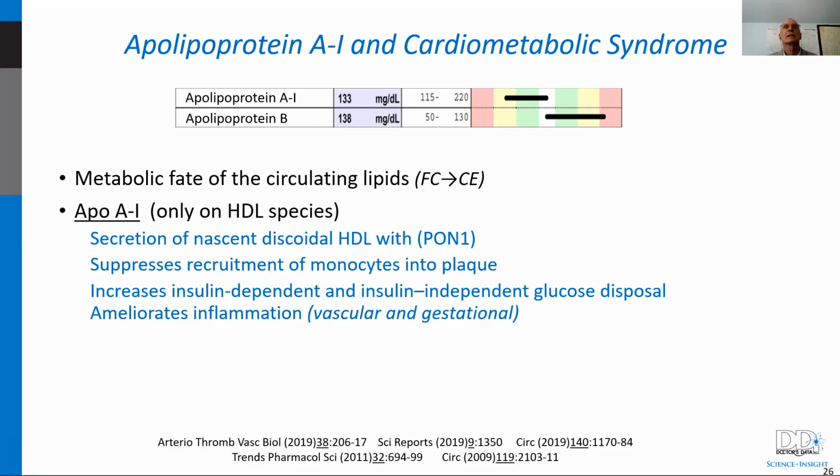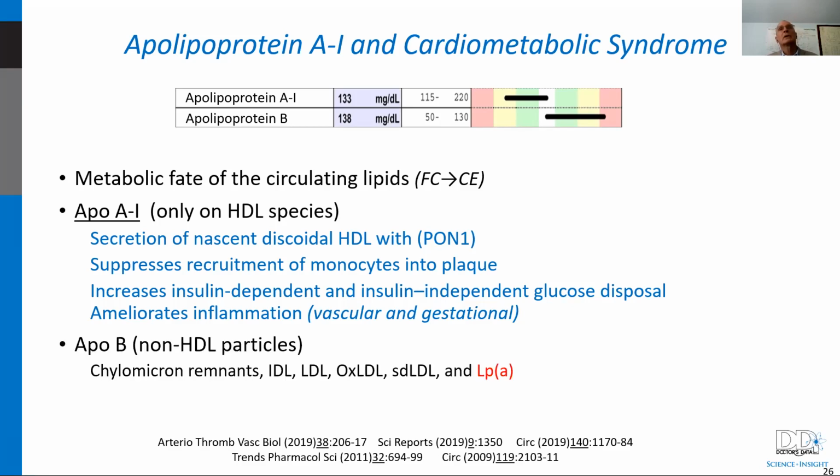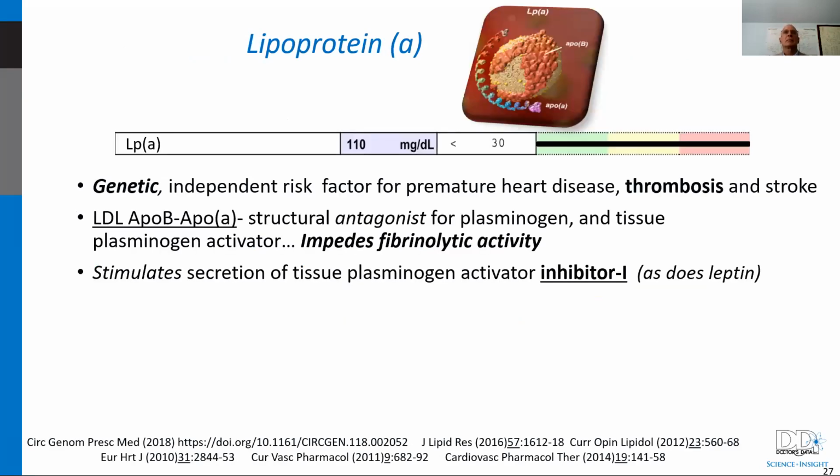So we do need to pay attention to that ApoA1, but we also need to look at total ApoB, which is the non-HDL particles: chylomicron remnants, which we never hear anything about, intermediate density lipoproteins, the LDL culprits, and then the final LDL culprit, the LP little a, lipoprotein little a. Now, the levels of lipoprotein little a are very genetically determined. It's an independent risk factor for premature heart disease, thrombosis, and stroke.